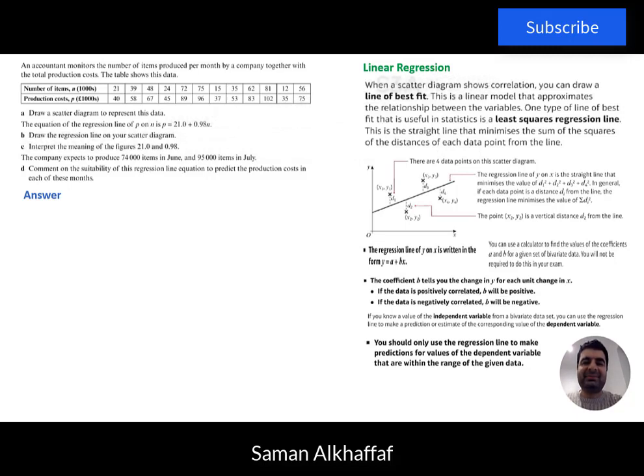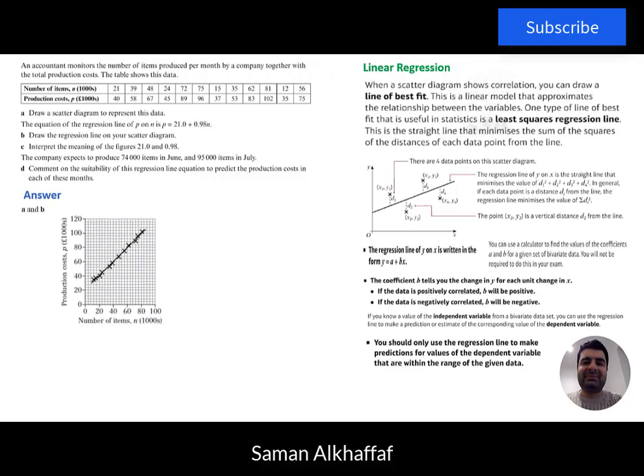And for part B, we need to draw the regression line on the scatter diagram. So we plot the data on the scatter diagram, and this is how it would look, and we also plot the regression line through the data.